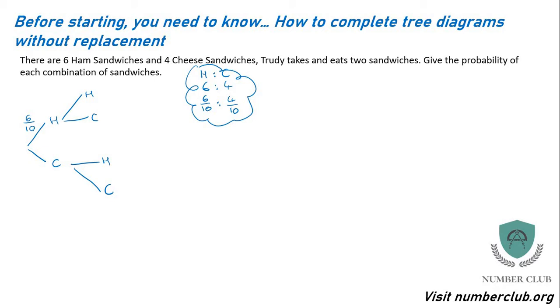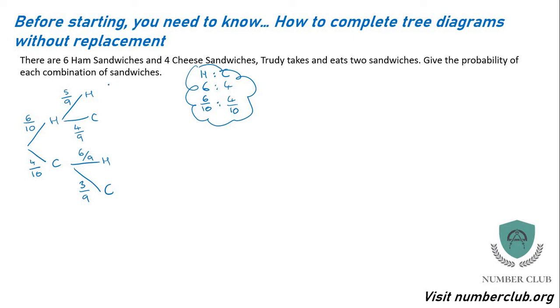Now once I've taken and eaten one of those ham sandwiches, there are only 5 ham sandwiches out of a total of 9 sandwiches. And if there are 5 ham sandwiches out of 9, then there would only be 4 cheese sandwiches out of 9. Okay. Similarly, 4 out of 10 sandwiches initially are cheese. Once I eat one, there will be 3 cheese sandwiches remaining out of a total of 9 sandwiches remaining, and then we get 6 out of 9 for ham.